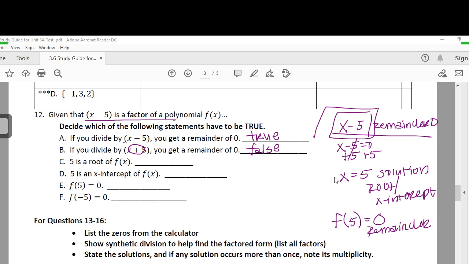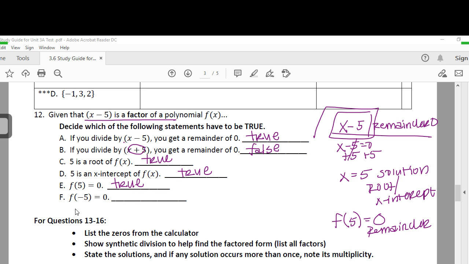5 is a root. Yes, it is. That is true, because if I solve x minus 5 equals 0, I get x equals a positive 5. If 5 is a root, then 5 is also an x-intercept. That is true. If I were to evaluate f of 5 equals 0, that is true.